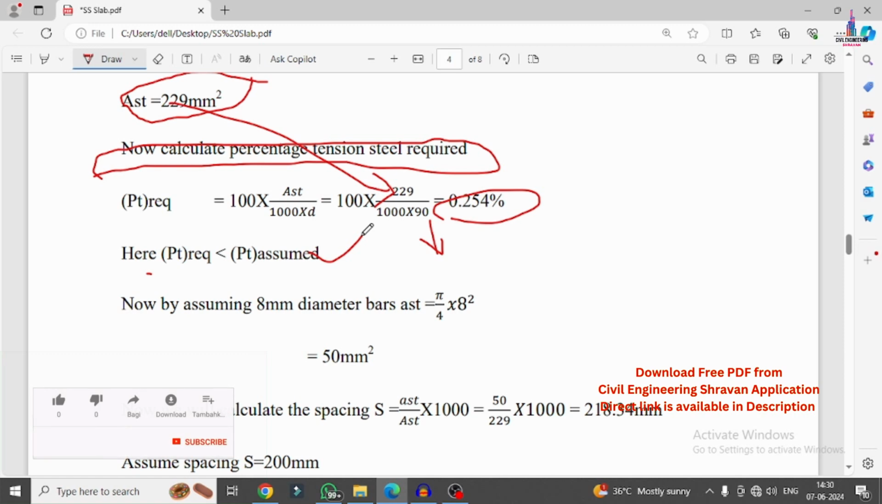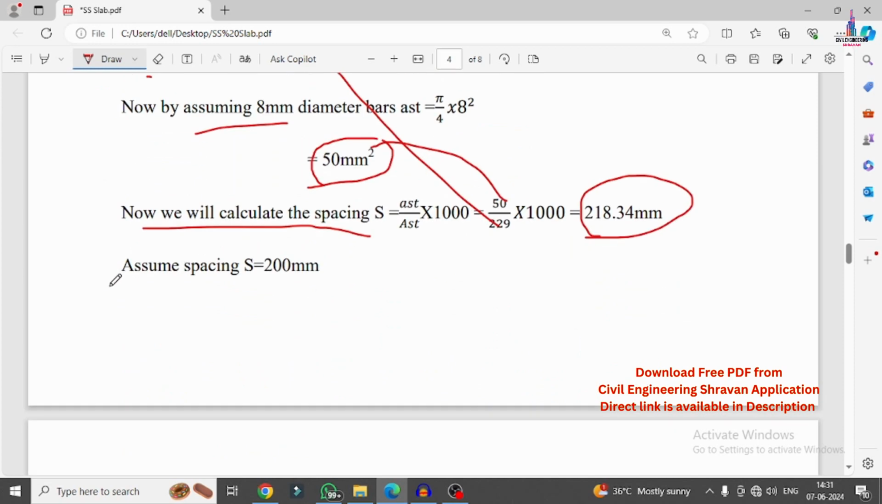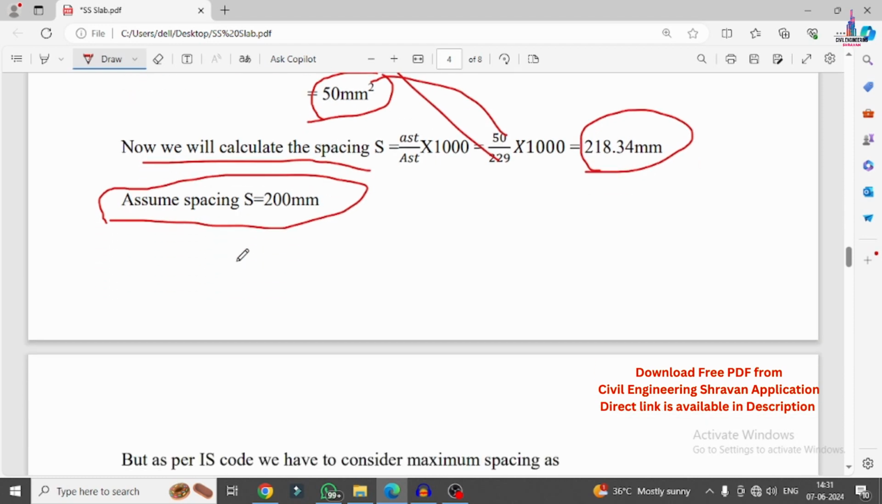After this we have to calculate the area of steel in order to determine the spacing between the bars for an 8 mm diameter bar. So let us consider an 8 mm diameter bar, pi by 4 into 8 square, which is the small ast required for the slab section. For calculating the spacing, we have the formula small ast divided by capital Ast into 1000, which is approximately 50 divided by 229 into 1000. So this comes to 218.34 mm. So assume the spacing as 200 mm for the 8 mm diameter bar as the main bar.